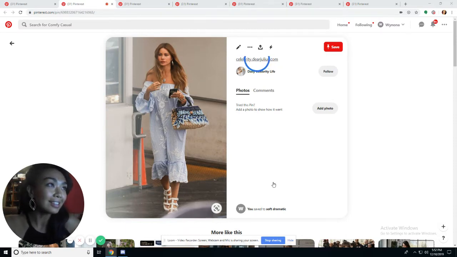For a Kibbe style analysis of the soft dramatic, you want to make sure you stick to long vertical lines that really help accentuate the beauty of being so tall. I am 5'3", okay? I do not get to exercise that.